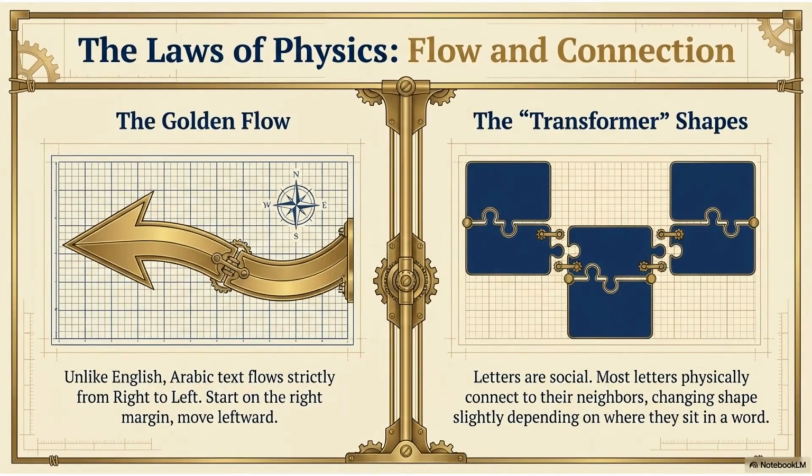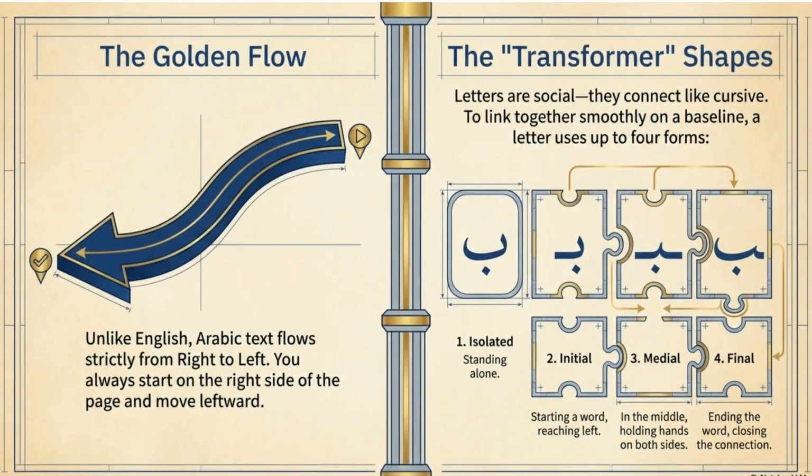The golden flow means Arabic text moves strictly from right to left. The transformer shapes show that letters are social and physically connect, changing shape slightly depending on their position in a word. Like cursive, Arabic letters link together smoothly on a baseline. A single letter can use up to 4 forms: isolated, initial, medial, and final.